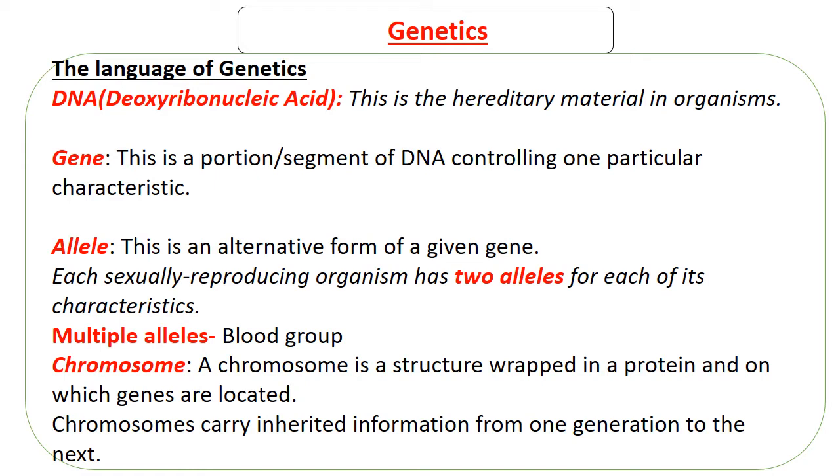So chromosomes carry inherited information from one generation to the next, which simply means chromosomes carry genes, which of course is representative of the DNA. Chromosomes carry DNA because DNA is the hereditary material. So we're talking about genes being segments of DNA and these genes being on chromosomes. Simple as that. In our studies we'll be talking more of chromosomes and alleles or genes, DNA not that much.